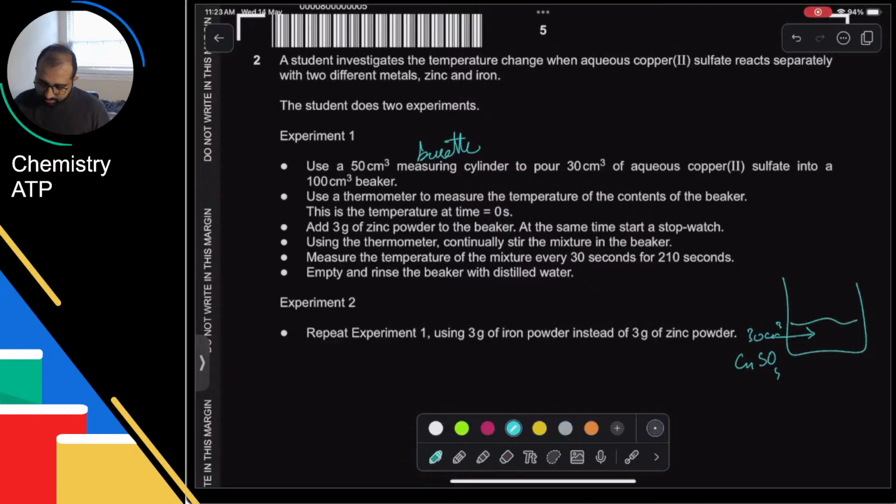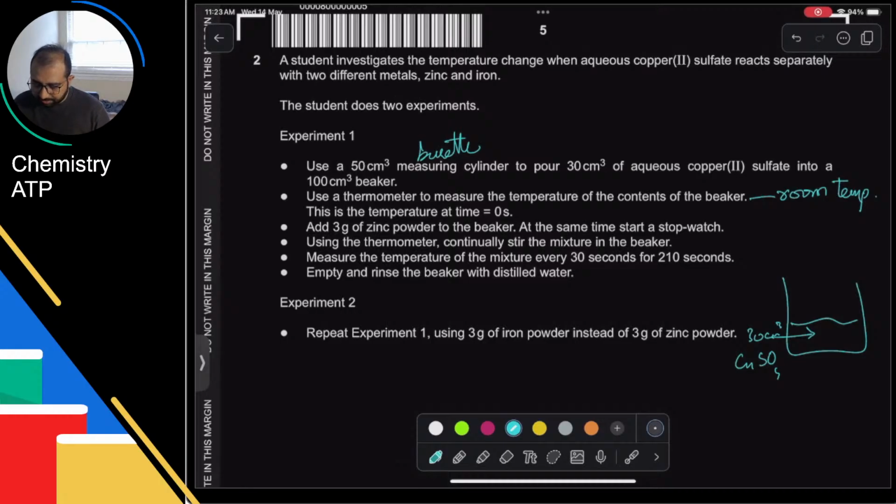Alright, using the thermometer to measure the temperature of the contents. Why are they doing that? Because they want to know the room temperature. This is the starting temperature. That is what they're doing. So room temperature is important because we want to know where we start. Alright, this is the temperature at time 0, of course.